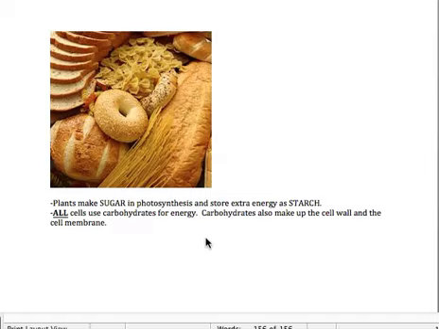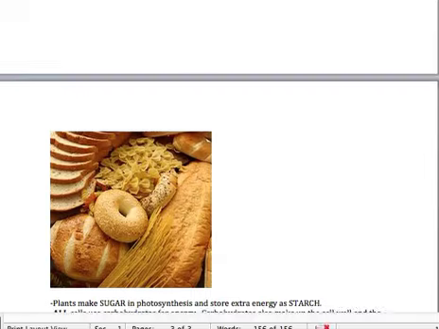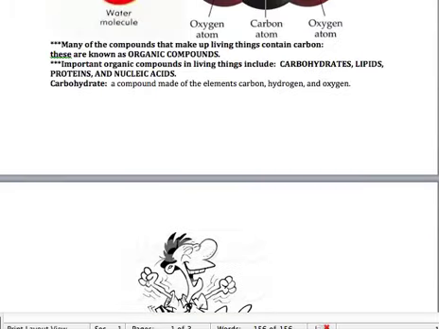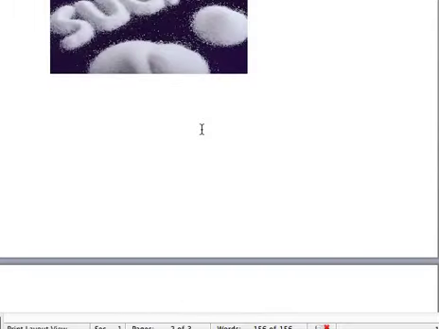So next we're going to get into talking about lipids. Okay, so remember the 4 important organic compounds we're talking about today are carbohydrates, lipids, proteins, and nucleic acids. So we just covered carbohydrates. So now let's take a little look at lipids.